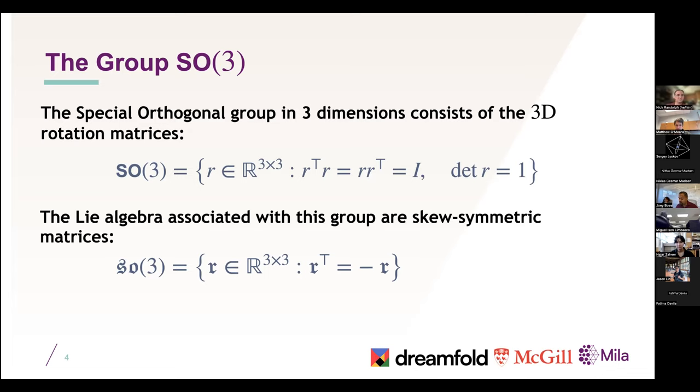For SO(3), the Lie algebra happens to be skew-symmetric matrices. I'll remind you what a skew-symmetric matrix is. A skew-symmetric matrix is again a 3x3 matrix such that the transpose is equal to the negative of the matrix.